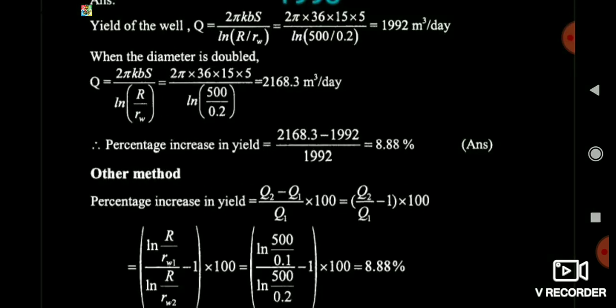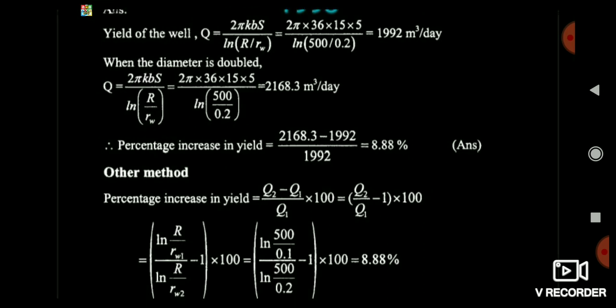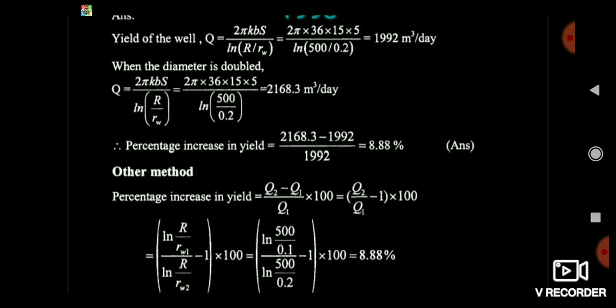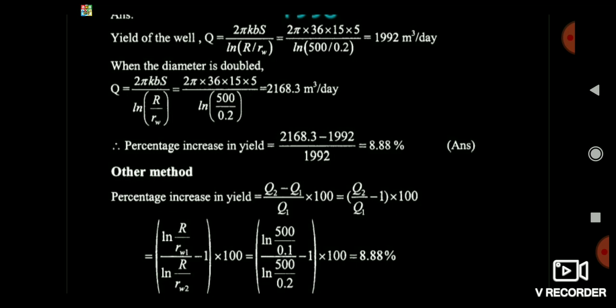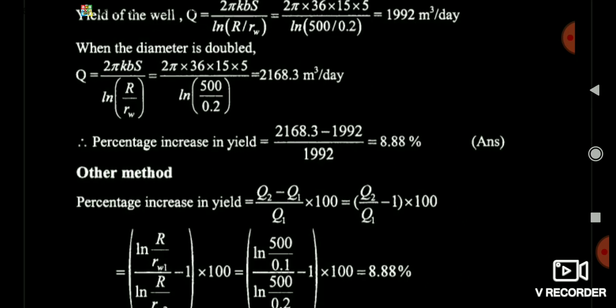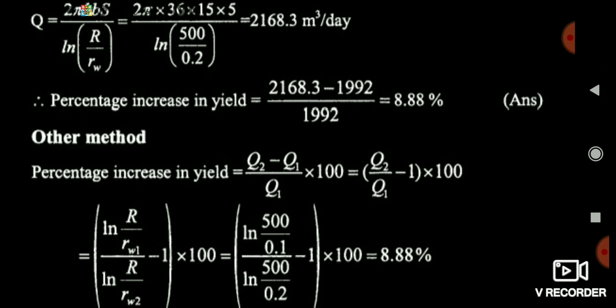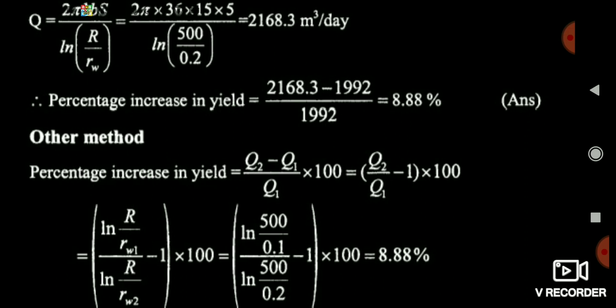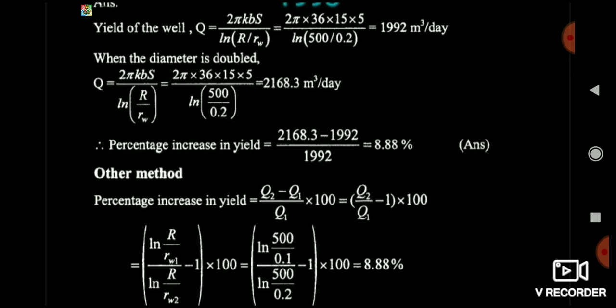You put all these values and you can get the discharge, that is 2168.3, and in the second case also you can get the discharge, that is 1992, and you can calculate the difference and then divide it by the first term, that is 8.8%. In the second method also, friends, you can do it, and I will suggest you do it by the second method. You simply don't put any value, you simply put ln(r/rw1) divided by ln(r/rw2) minus 1, into 100. You can get the 8.8% value by this method also.